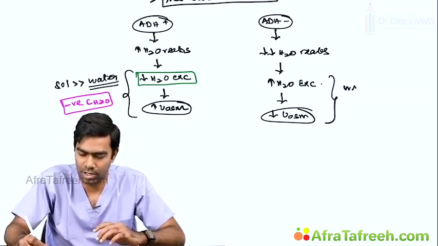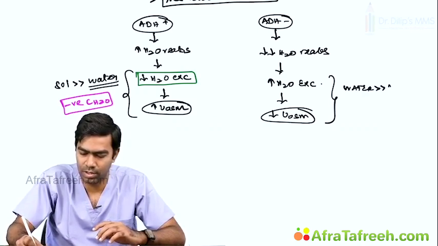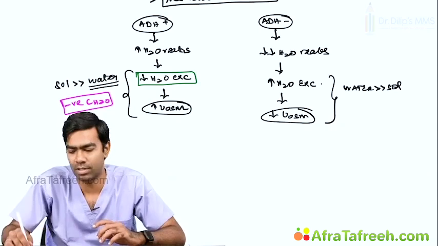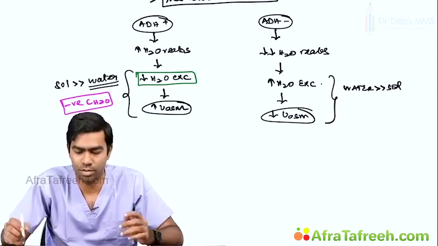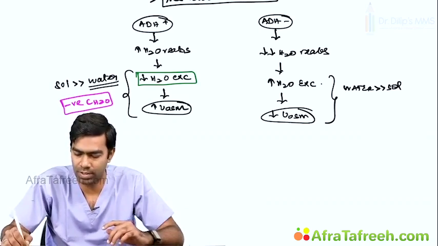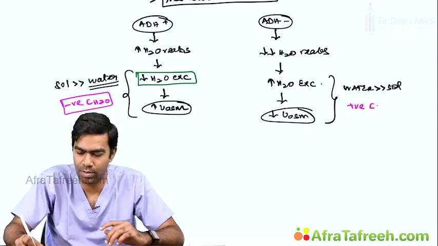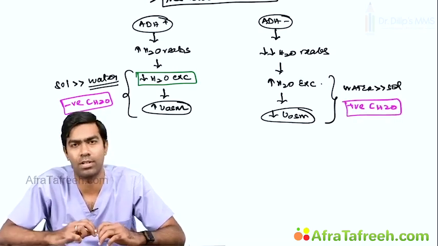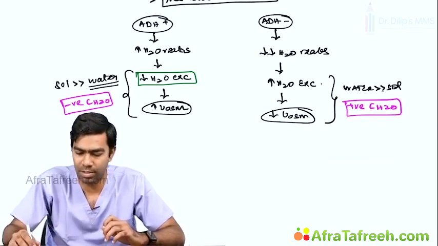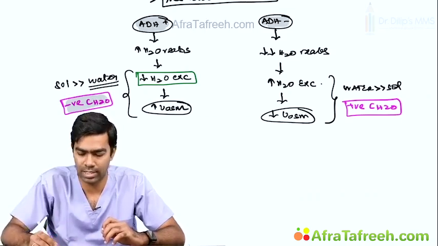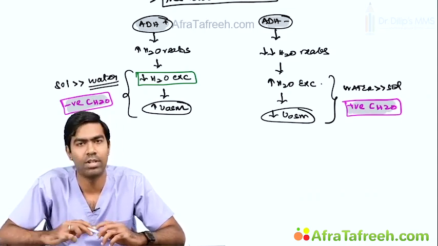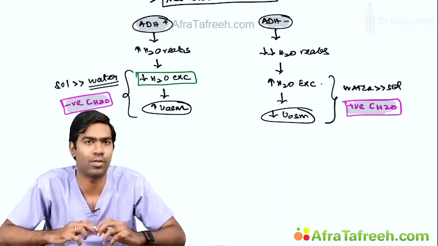So here the water excretion will be more than the solute excretion, which means the same amount of solute will be diluted in a lot of water. So in the absence of ADH, we are going to call this a positive free water clearance. I can write positive CH2O. So this is the basic principle. ADH is present, you have a negative free water clearance. ADH is absent, you are going to have a positive free water clearance, more water than required for that particular solute.